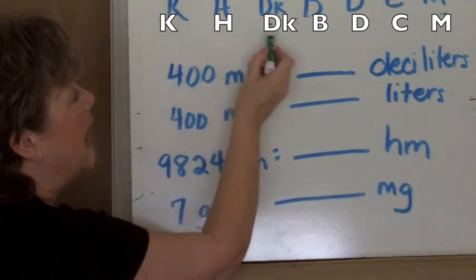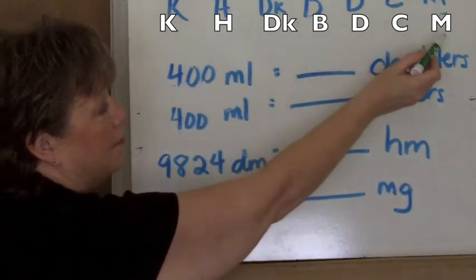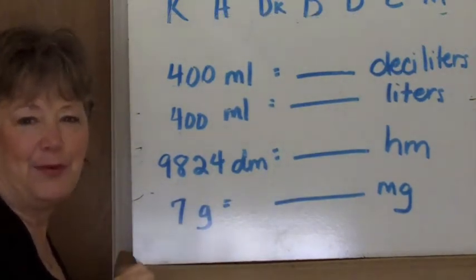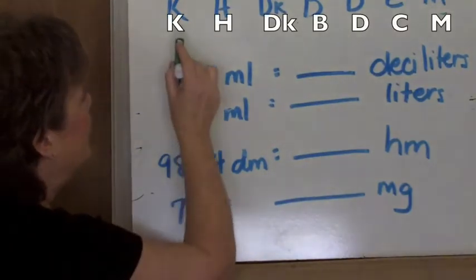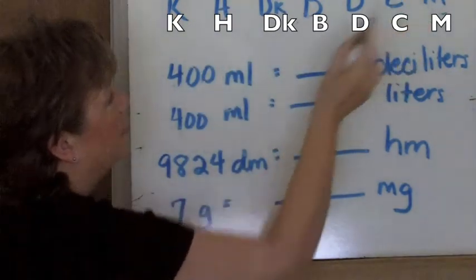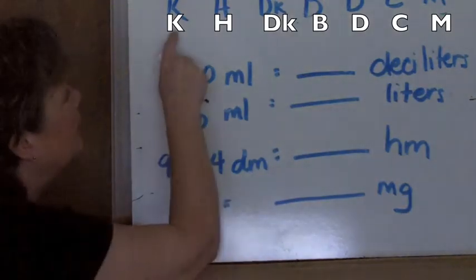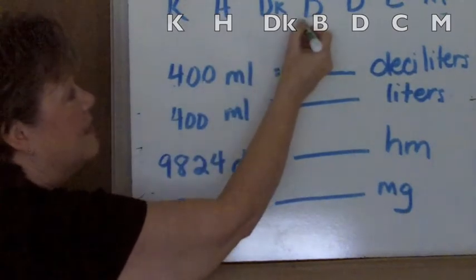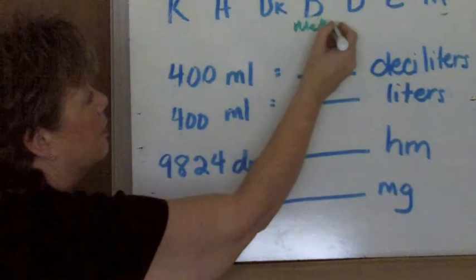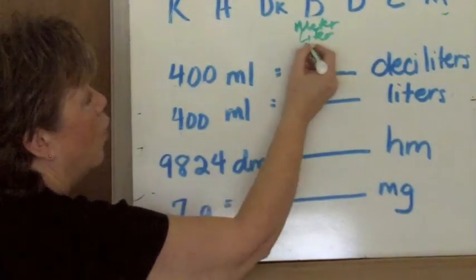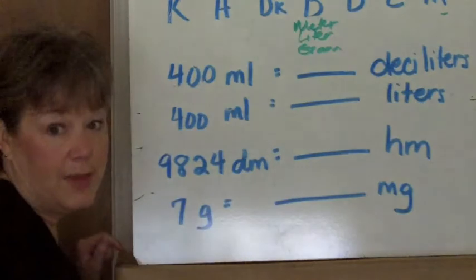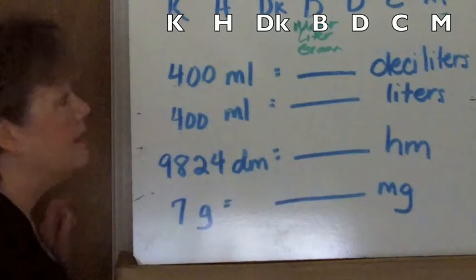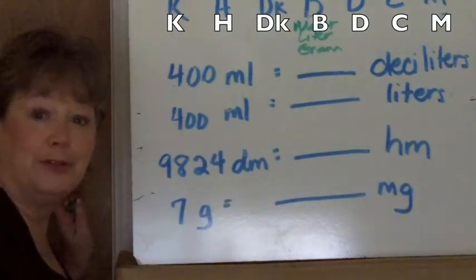King Henry died by drinking chocolate milk. Now, chocolate milk is not going to get you, but this is just the way I remember this particular thing. King Henry died by drinking chocolate milk. That helps me remember kilometer, or kilo, hecto, deca. Base stands for meter, liter, or gram. Those are our base units of measurement. And then the D here is deci, centi, milli. So King Henry died by drinking chocolate milk.